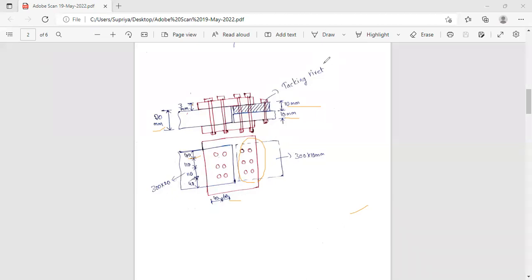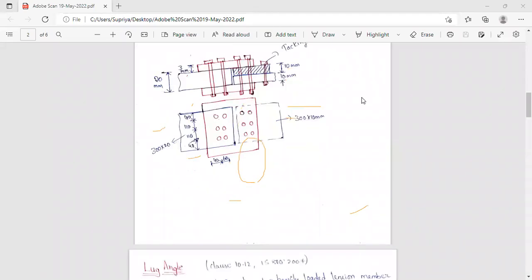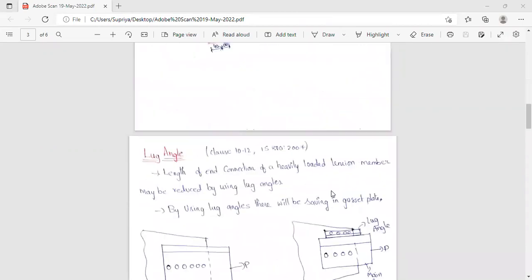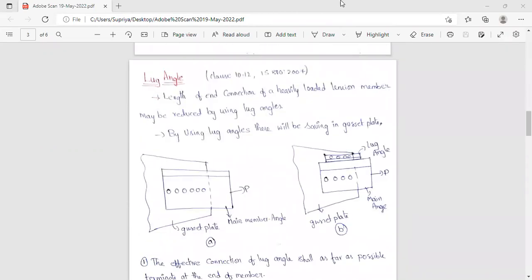Our next topic is about lug angles. In order to reduce the length of the connection, we will provide these lug angles.